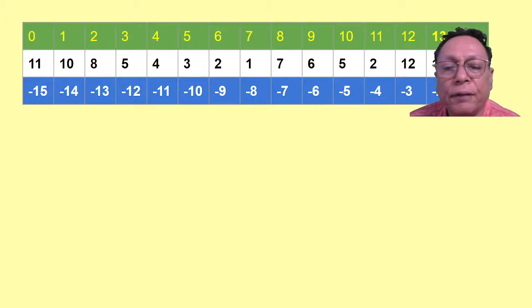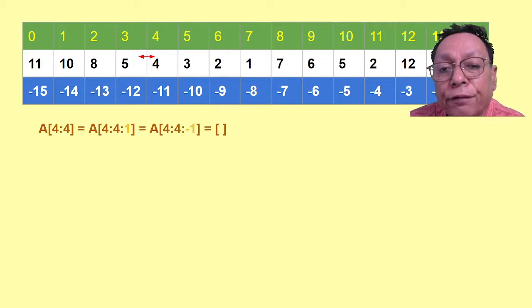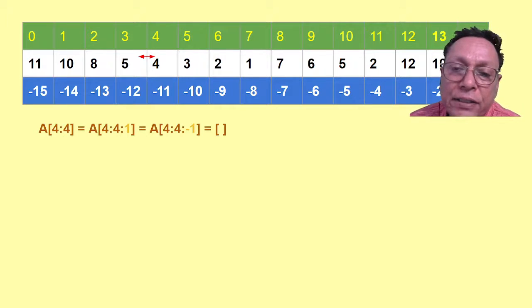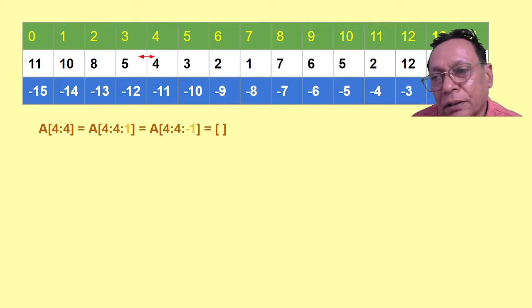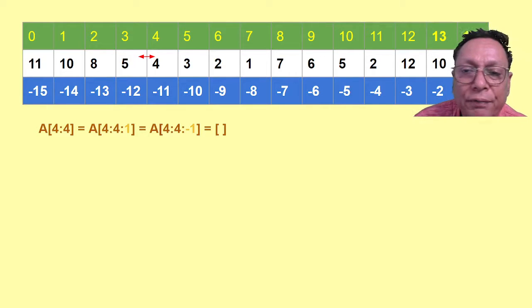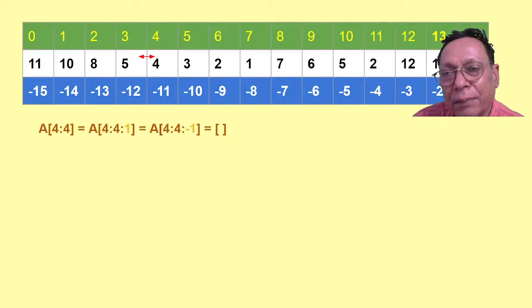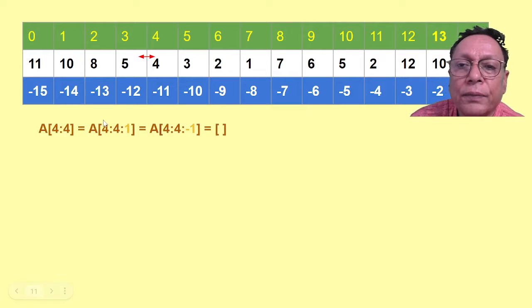For example, if you have the same list and we have a[4:4], it means the starting index is 4, ending index is 4. So here by default the step is 1. So neither can you move right nor can you move left. So either you have a step of +1 or step of -1, you'll get the empty slice. See, this example shows neither left nor right.